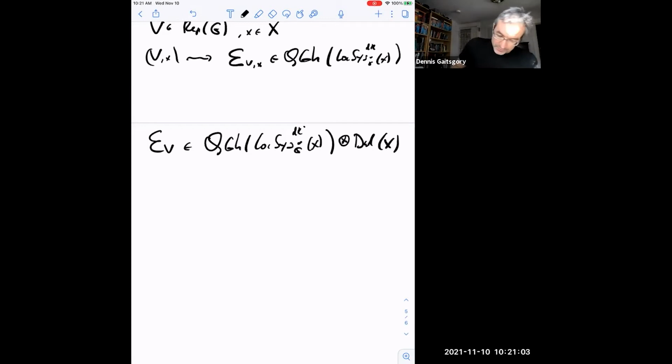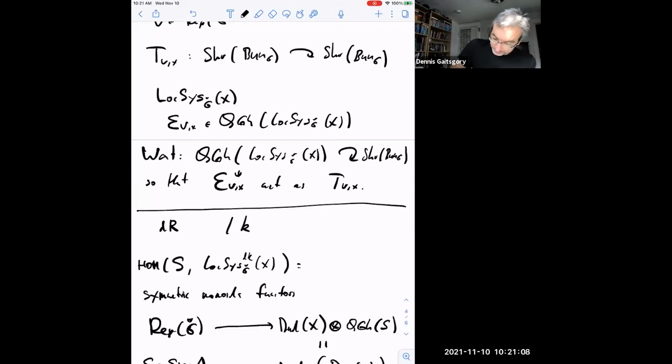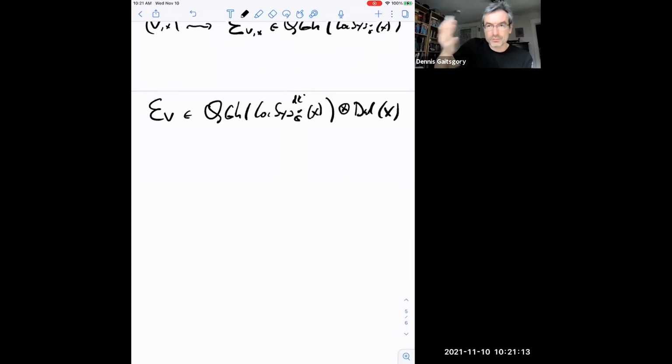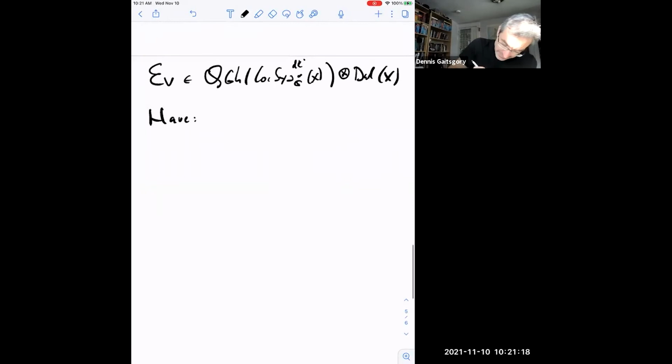Okay, but now let's see. I expressed a wish. I said that we want to have an action of this category of D modules on Bun_G. So let's see what we have and what we want. Here's what we have. We have these Hecke functors. When a point X is fixed, these are endofunctors of the category of sheaves, in this case D modules on the curve.